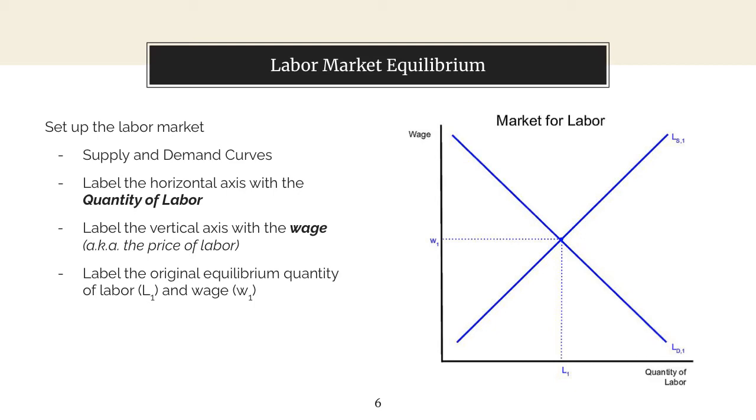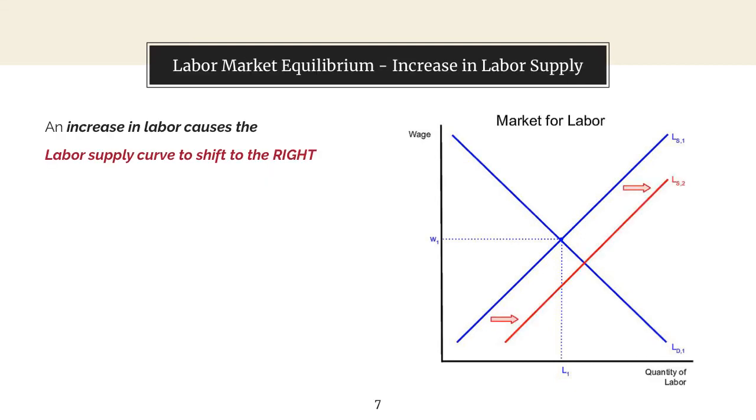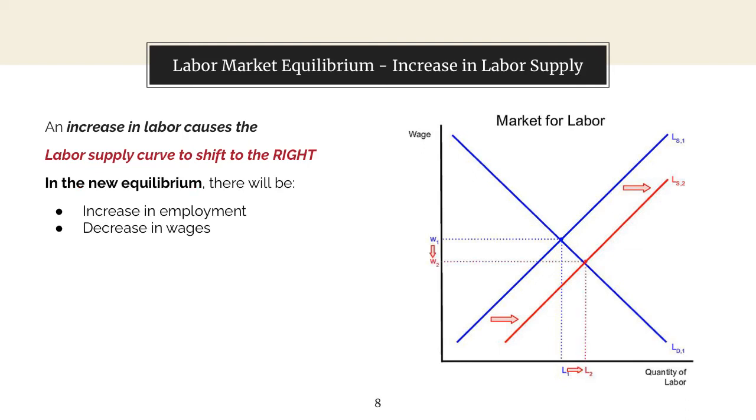An increase in labor supply means the labor supply shifts to the right. Let's label the new equilibrium W2 and L2. We can see in the new equilibrium, relative to the original equilibrium, we have an increase in employment and a decrease in wages.